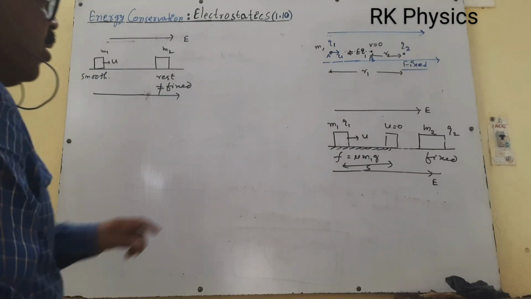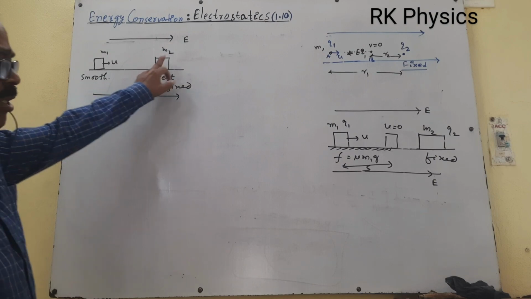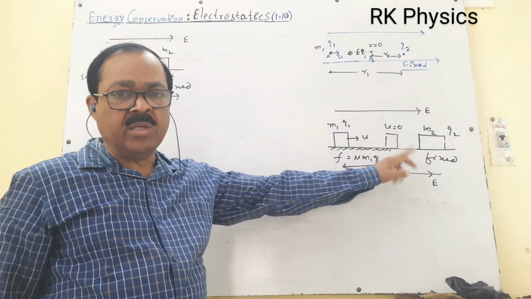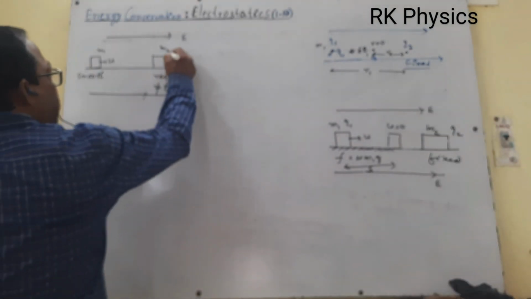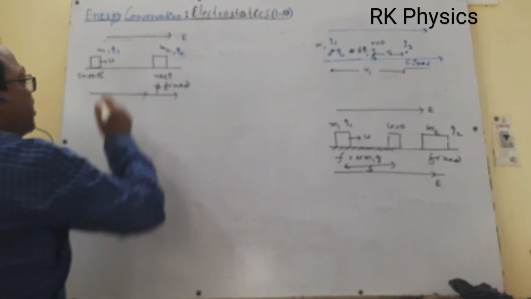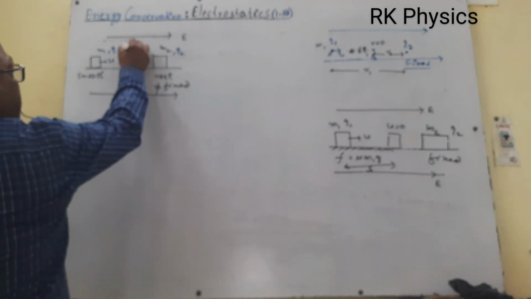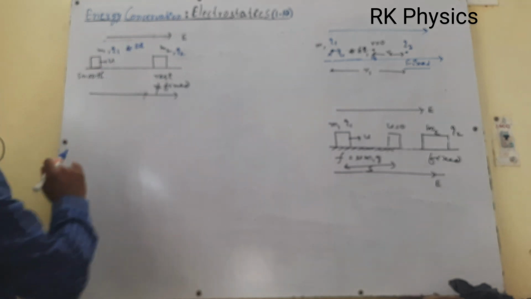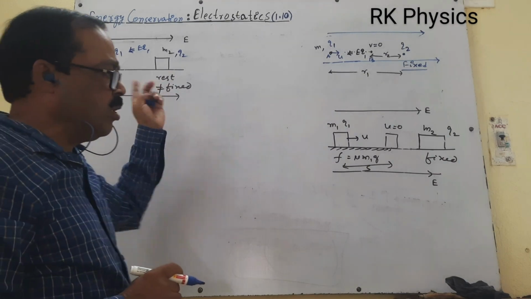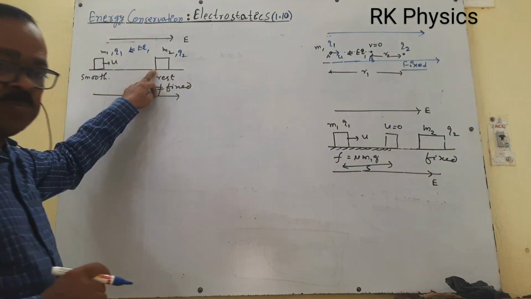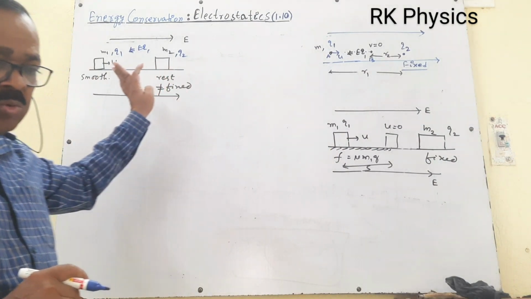Now let us come to the same situation. Here you take a second body, M2, which is not fixed, but at rest. M2 possesses charge Q2, M1 possesses charge Q1. M1 enters the electric field with velocity U. The electric field opposes the motion. The surface is smooth; you take first smooth, then rough, but this is totally smooth.